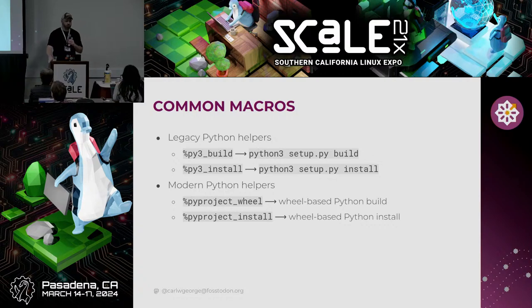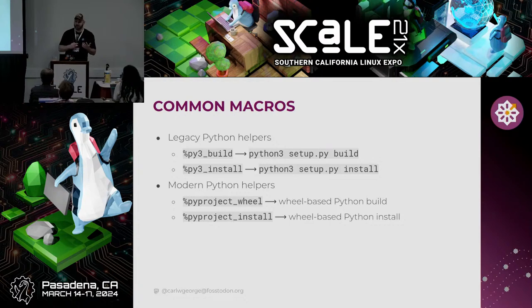Some more ones, what I affectionately refer to as the legacy Python helpers. They still work. They're still good. They're not that bad. But py3_build and py3_install, that'll correspond to Python 3 setup.py build with some extra flags, and install the same way. If you've done by hand installation of Python software, you might recognize that pattern.